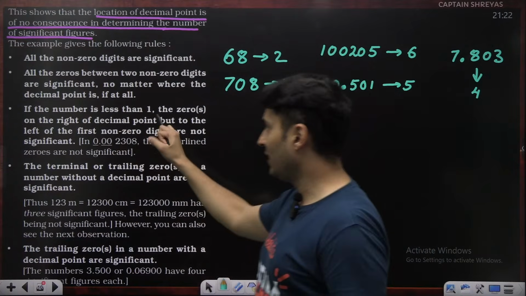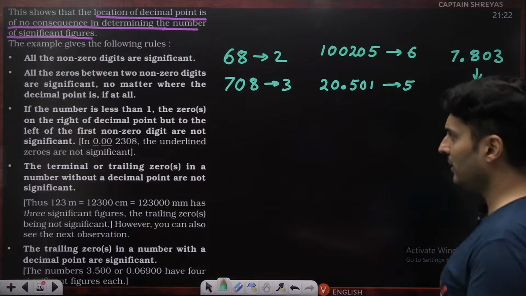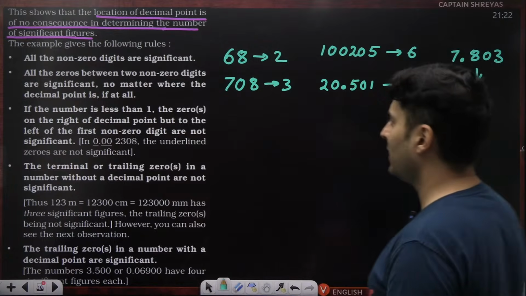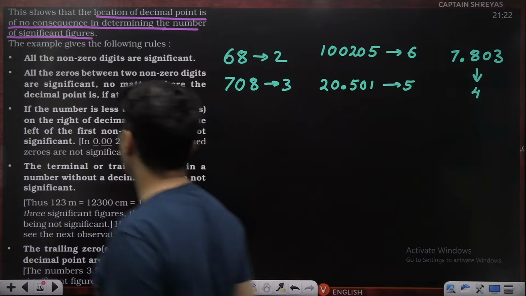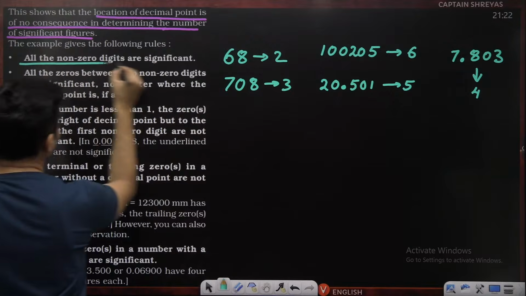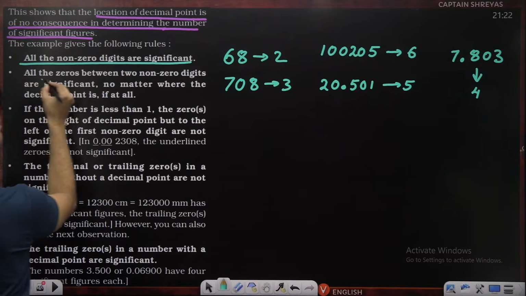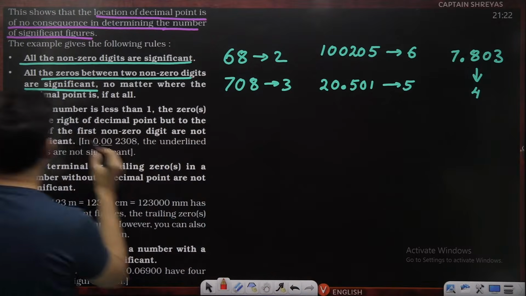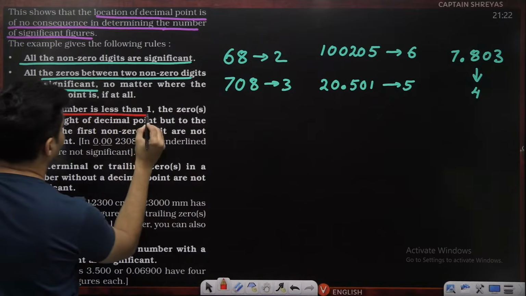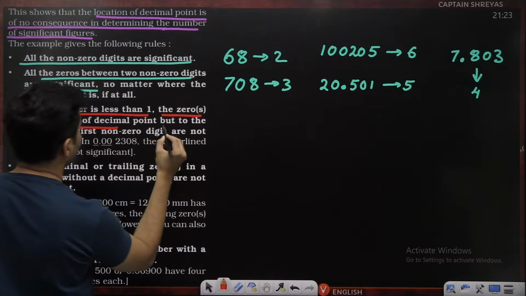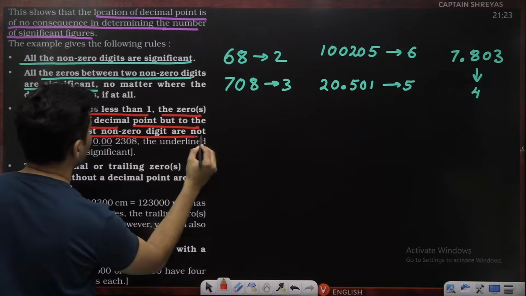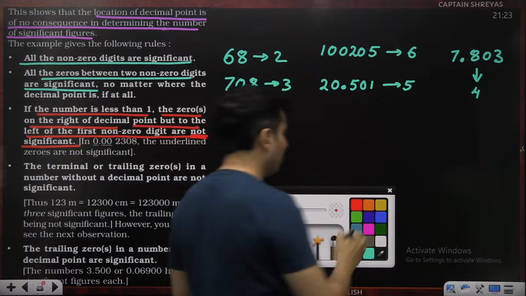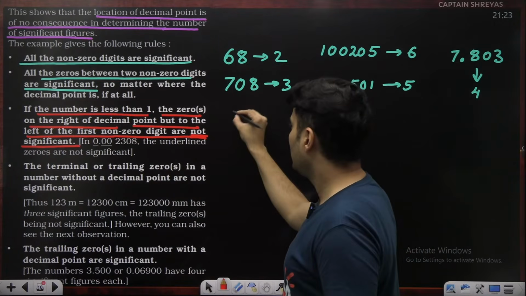Next point. If the number is less than 1, the zeros to the right of the decimal point but to the left of the first non-zero digit are not significant. The underlined zeros are not significant. Okay, so this rule is done. All non-zeros are significant. All the zeros between two non-zeros are significant. This is done. Now, if the number is less than 1, the zeros to the right of the decimal but to the left of the first non-zero are not significant. They are not significant. Best examples of this.